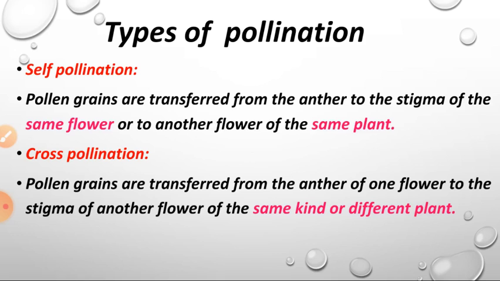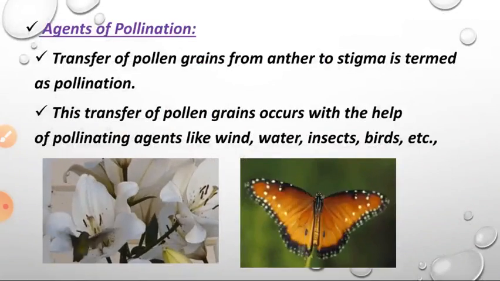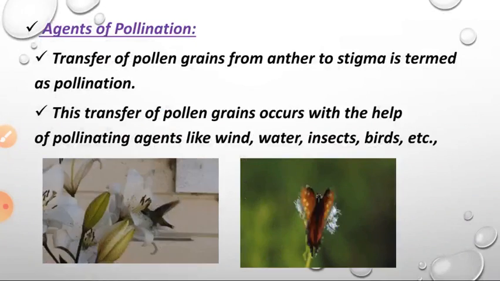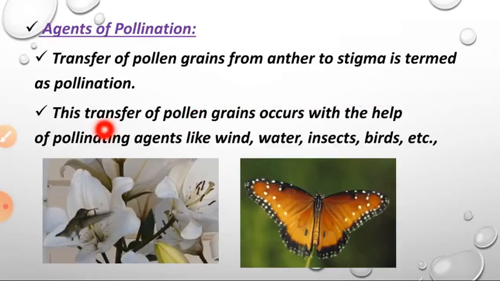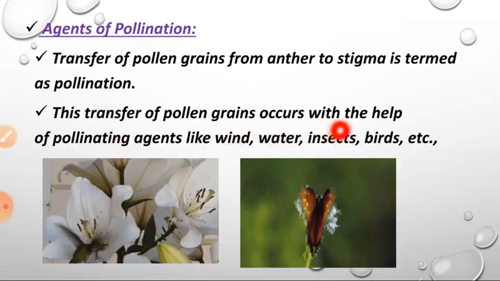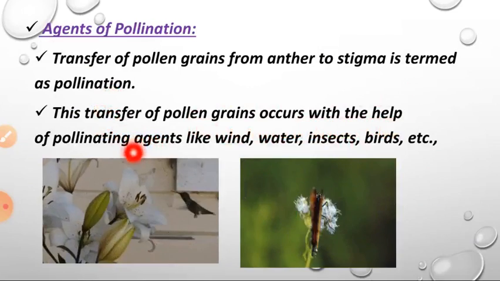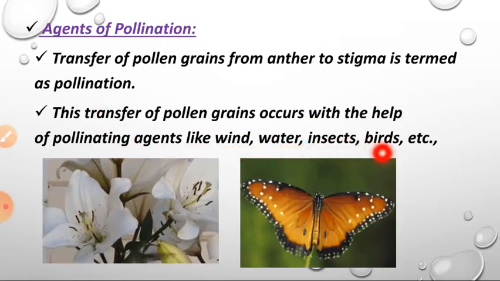Same variety but different flowers is known as cross-pollination. And agents of pollination. The transfer of pollen grains from anther to stigma is termed pollination. This transfer of pollen grains occurs with the help of pollinating agents like wind, water, insects, and birds.